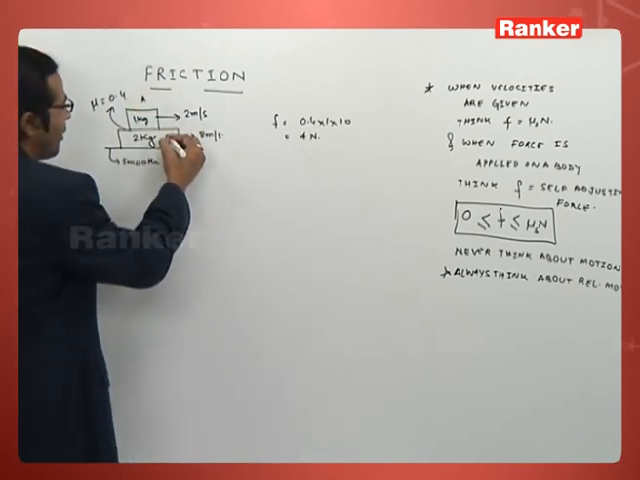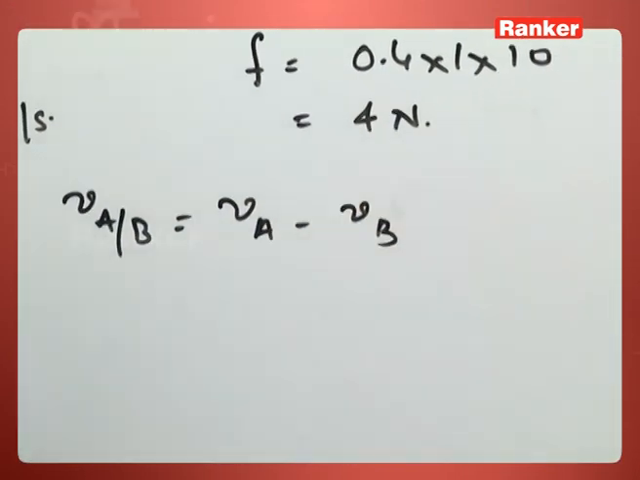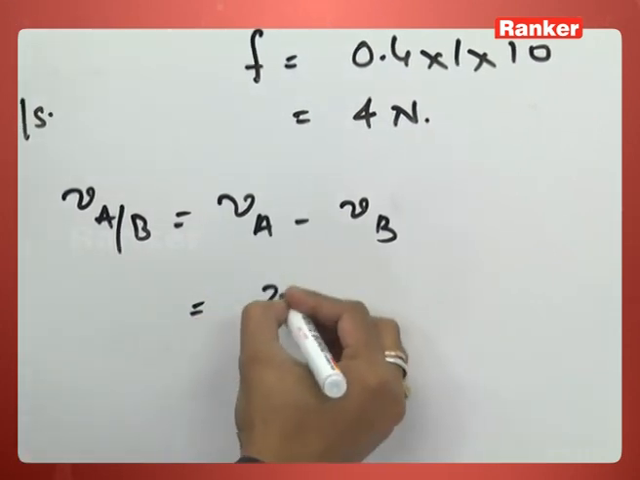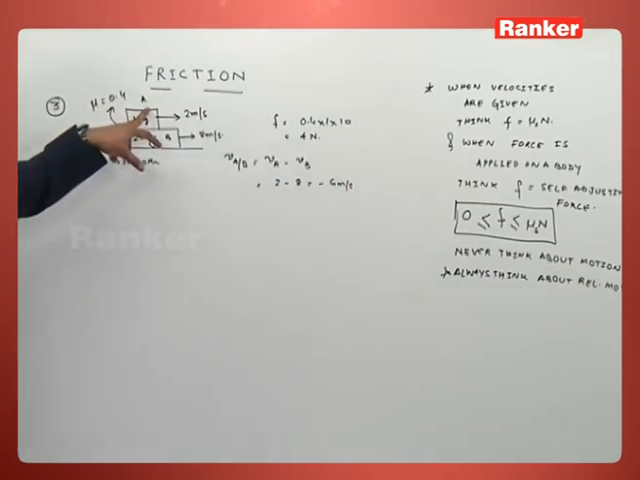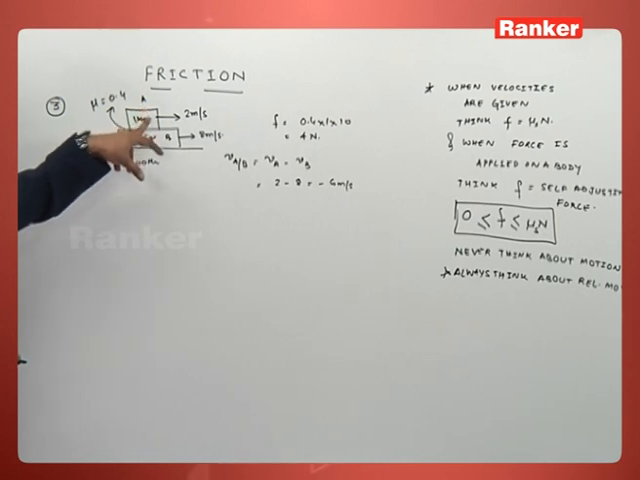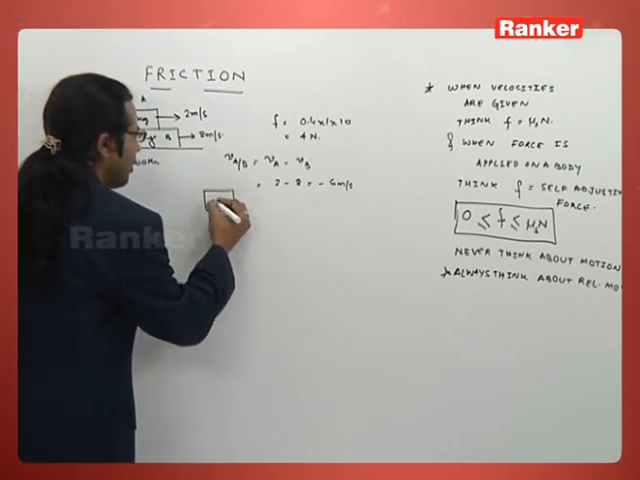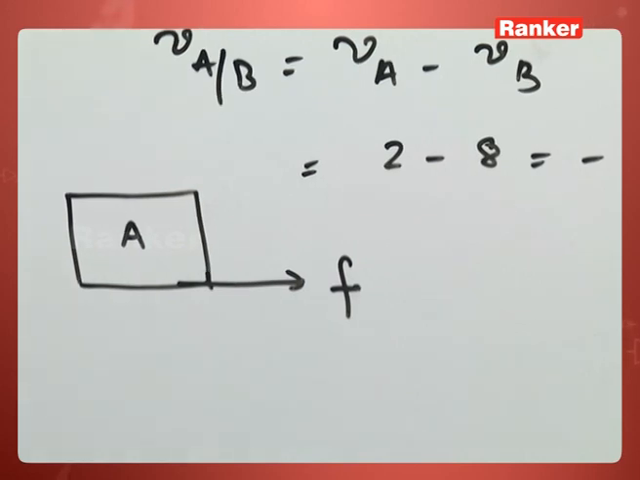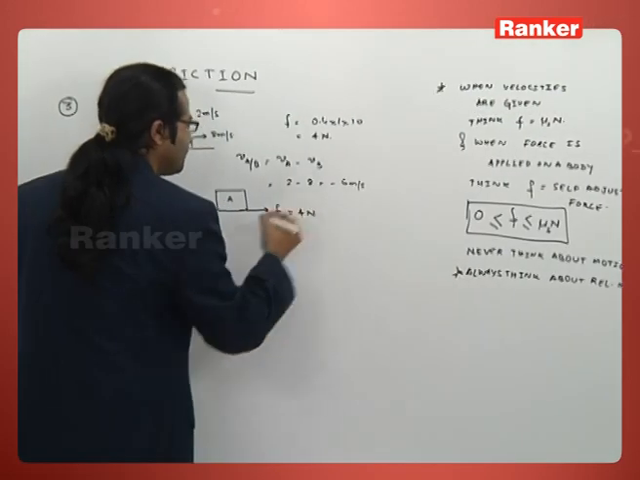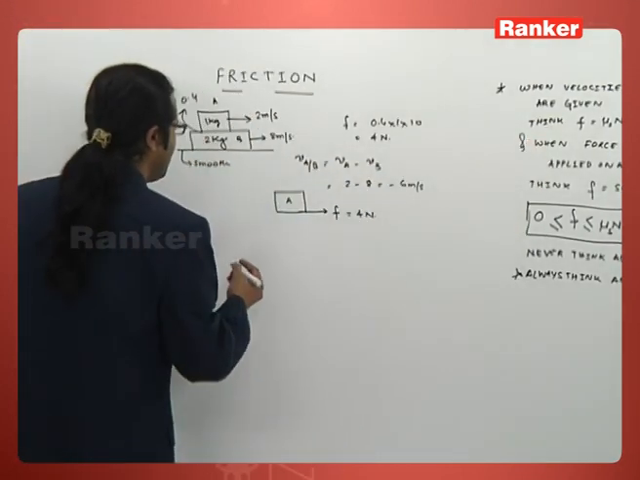block A, block B. Velocity of A with respect to B is velocity of A minus velocity of B. Velocity of A is 2 minus 8, this is minus 6 meter per second. So the relative motion of A with respect to B is in the backward direction. Frictional force always opposes the relative motion. So on block A, frictional force will act in the forward direction, which is equal to 4 Newton, because it is in slipping condition. When velocities are given, think F is equal to mu s into N.